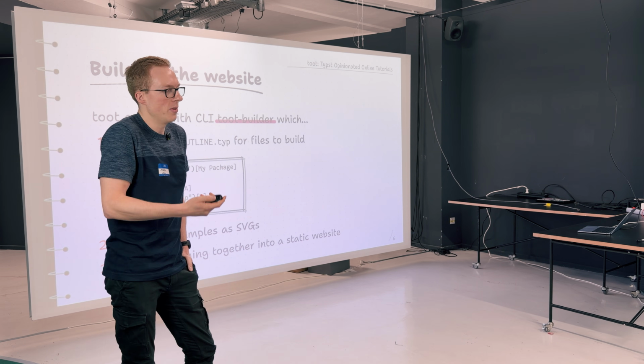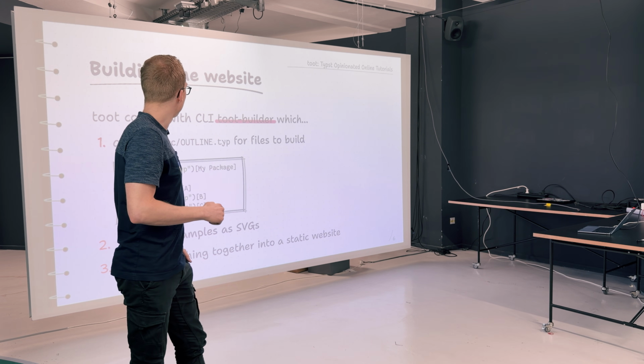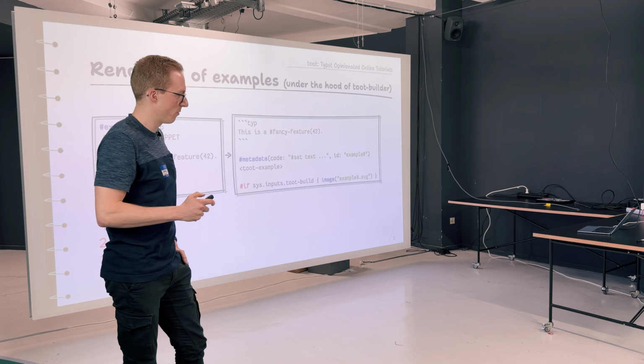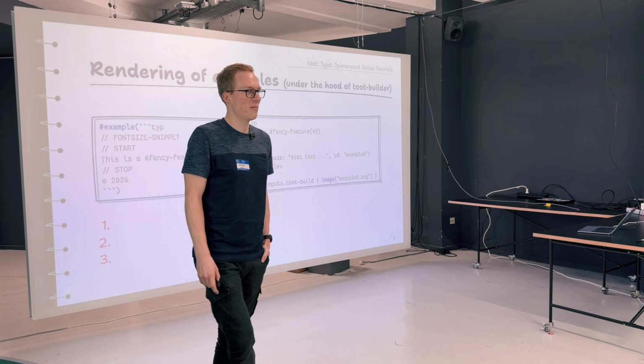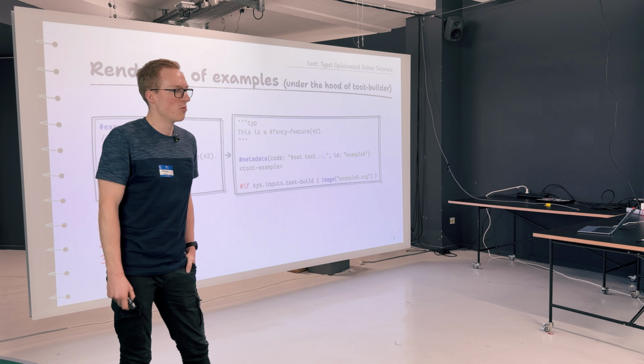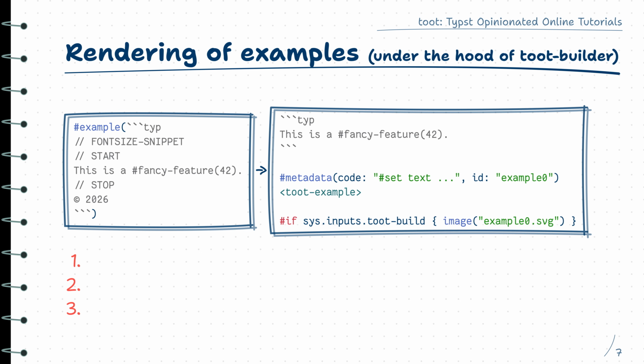The one thing that maybe is a bit more interesting is how those examples are actually rendered. And I've used one of the, I would say, oldest tricks in the Typst playbook. You could call it poor man's shell escape. So it works the following way. As the user of Toot, you write something like this, right? Which we have seen before, like this example function with some code.